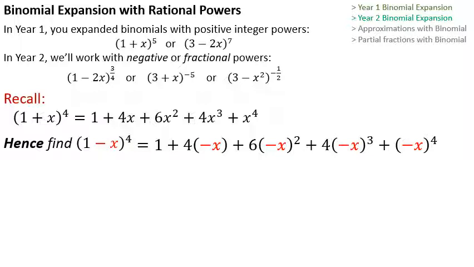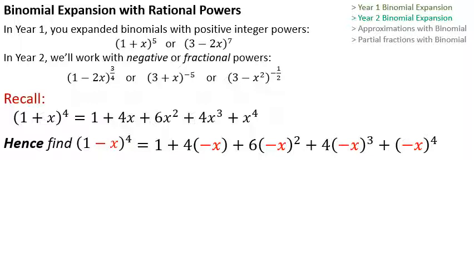We could put in x equals 3, and on the left-hand side, it would evaluate for me 1 plus 3 to the power 4 and give me an answer, which is 256, I believe. But you could also put the same input onto the right-hand side. 1, add 4 3s, add 6 lots of 9, add 4 lots of 27, add 81, and it would give you the same answer. Now, what we're doing here is like that, but instead of putting a number in, we're putting negative x in.